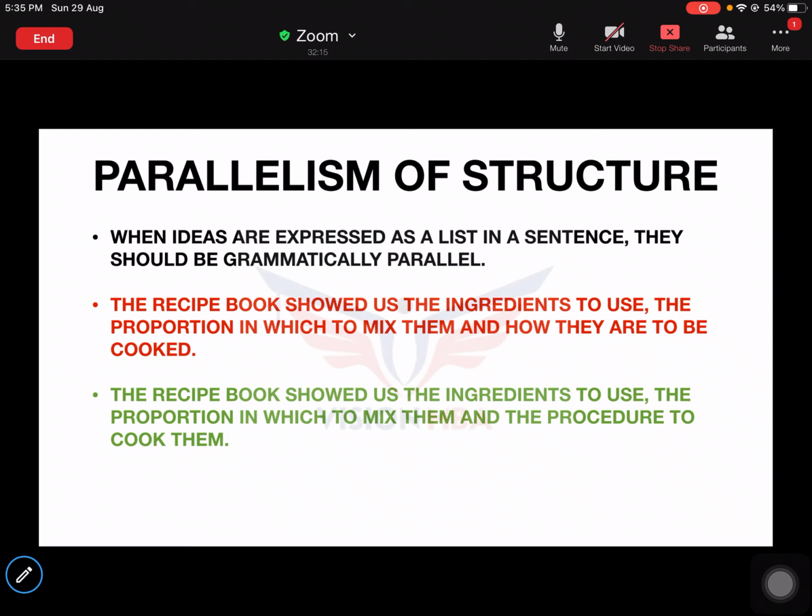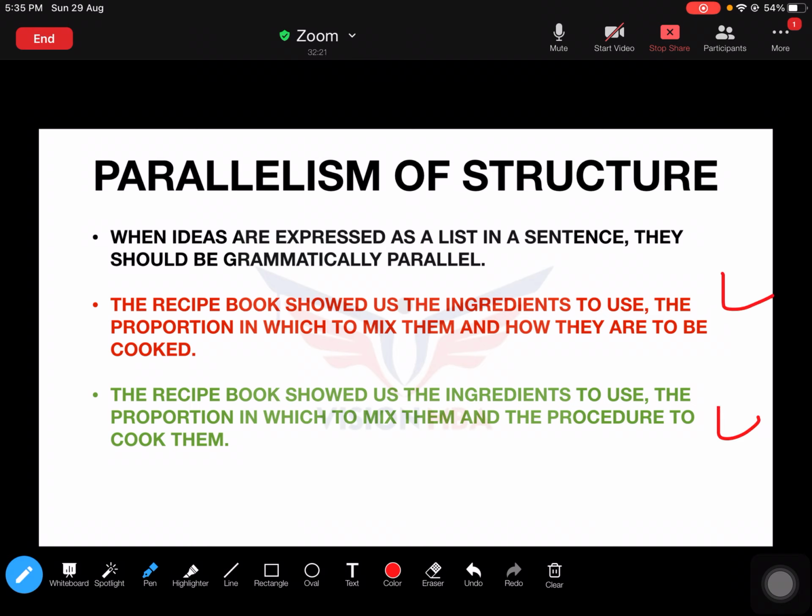Okay, now parallelism of structure. Let's understand what is there in the red one and the green one. I want you guys to get the concept of parallelism. You do not need to memorize what is this and what is that. But as a faculty, it's my moral responsibility to explain all those technical terms. Even if you do not understand technical terms, if you are sensible, you understand what is right and what is wrong. And that is what is going to be gauged in the examination.